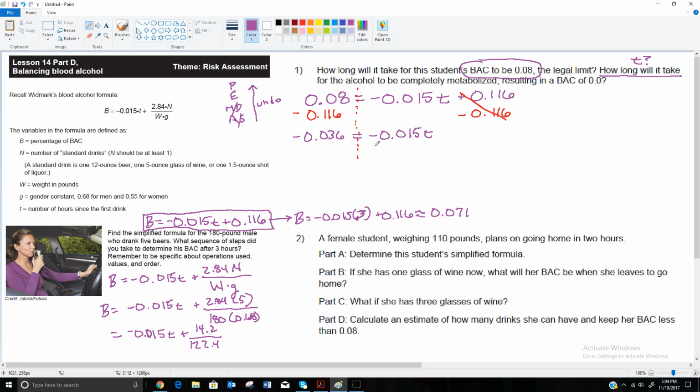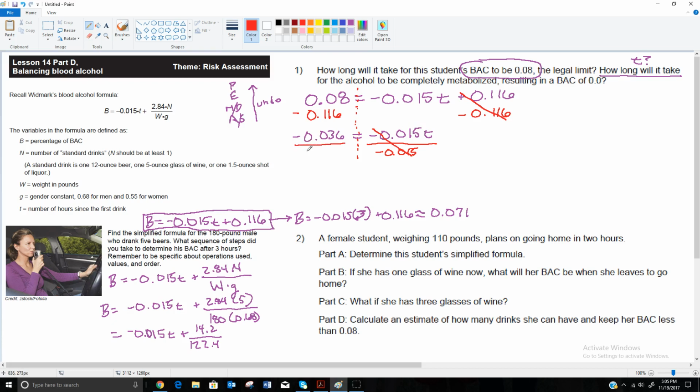But think about the operation that's going on here. This is not a subtraction. In this case, you're multiplying by t, negative 0.015 times t. So you're not undoing a subtraction, you're undoing a multiplication. So to undo a multiplication, you have to divide, and you have to divide by the same thing you multiplied by. So we're dividing by negative 0.015 because that will cancel with the negative 0.015 on top.